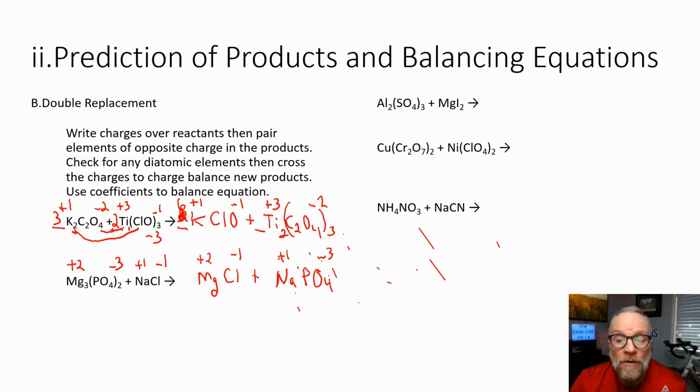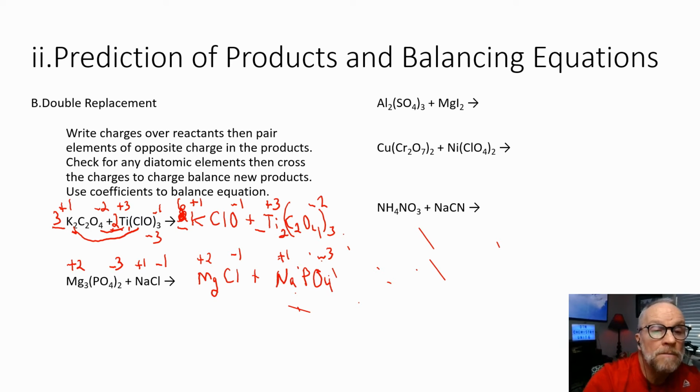So now do not forget to charge balance your products. A lot of times people get anxious and they'll try to balance the equation and then they'll have trouble balancing it, and the reason why is they didn't charge balance their products. Even if you do that and you go back and find you're having a hard time balancing it, maybe you didn't cross a product right or looked up a charge wrong. So always double check that if you're having trouble balancing the equation. So here we have 3 magnesiums. We only have 1 magnesium on the product side, so we'll use the coefficient of 3 to get that one to balance. We have 2 phosphates. We only have one.